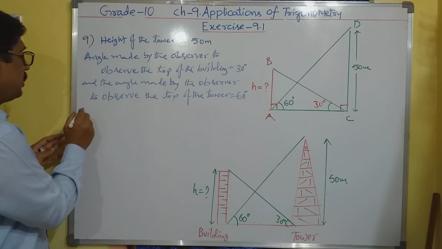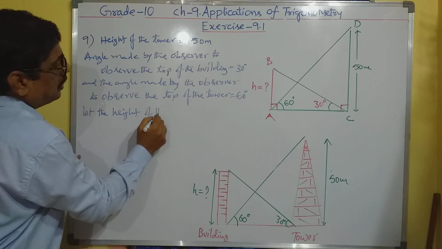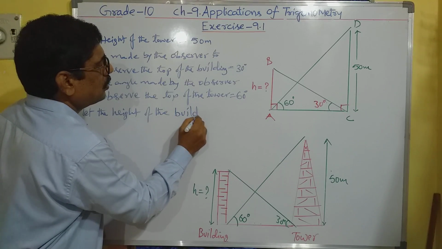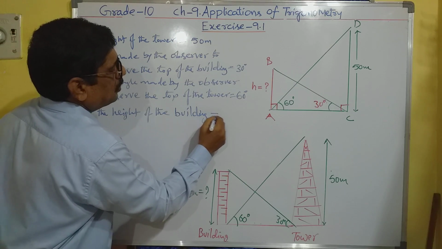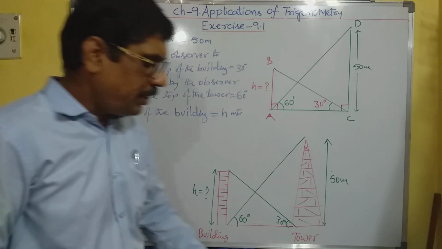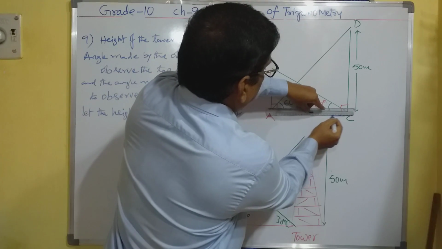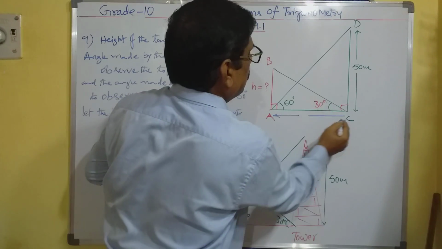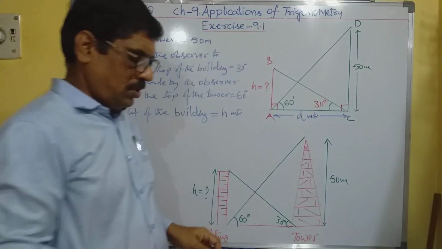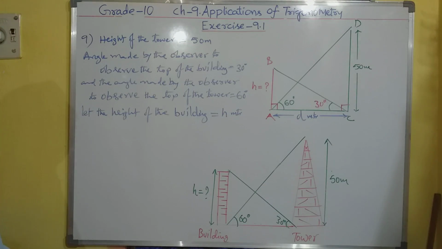And we have to take, let the height of the building is unknown. It is equal to h meters, which is not given. We need to find that only. And also we need to take the distance between these two. Let us take it as d meters. The distance between this tower and the building was not given. Let us take it as d meters. So now with this information we can solve the problem. We can find the height of the building.